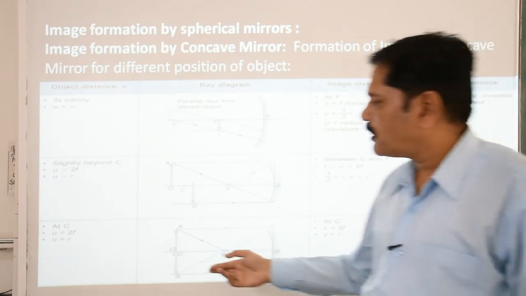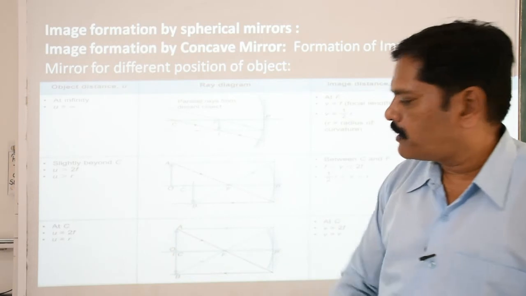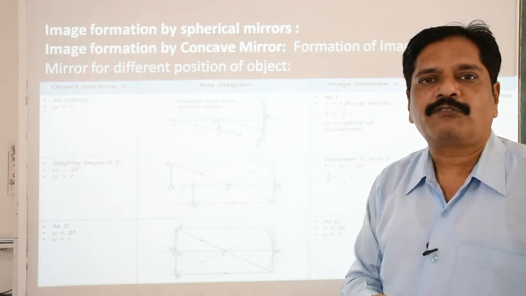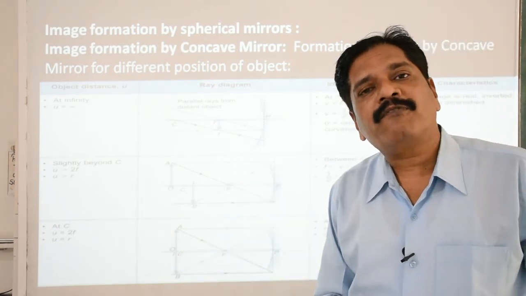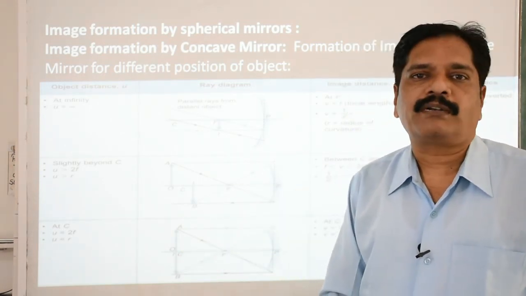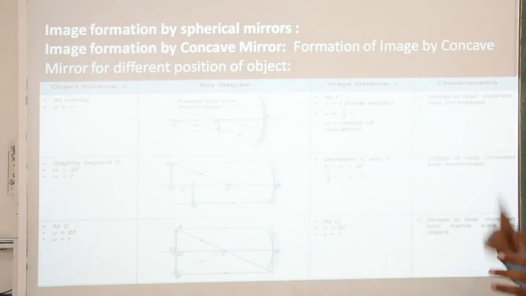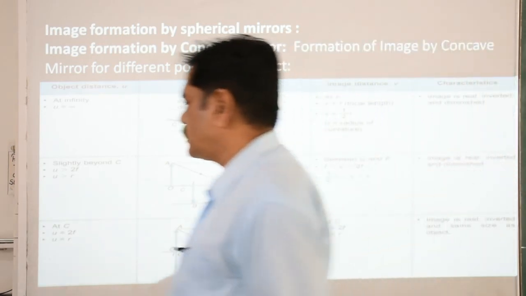Now the third point which we are taking here, you can see that the object is placed exactly on the center of curvature. Okay, so what do you observe? The image is also formed on the same point. Clear? But what is the basic feature? It is real, it is inverted and it is equal in size. Okay, so these 3 points.